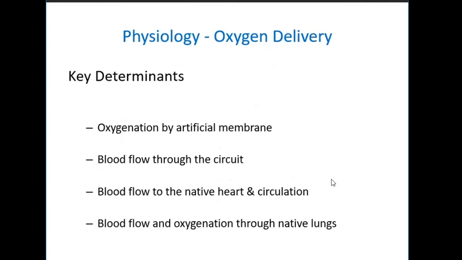Now, what are the factors which determine the oxygen delivery? There are certain factors which determine the oxygen delivery, and these factors can be grouped either from the extracorporeal side or from the native circulation. So, oxygenation by the artificial membrane, as we know, can affect the oxygen delivery. Blood flow through the circuit, blood flow through the native heart and circulation, and blood oxygenation through the native lung. All these factors can affect oxygen delivery.